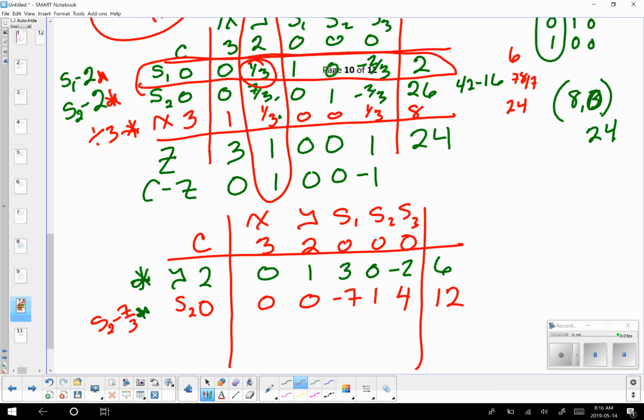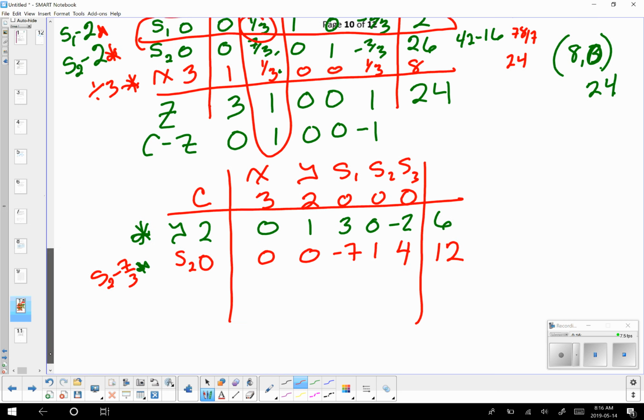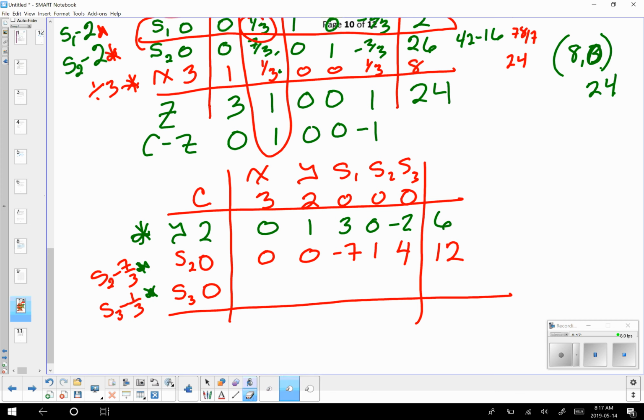And for the next one, we have a 1/3. So it's S3 minus 1/3 of our special line. Sorry about that. That should not have been. That is an X.